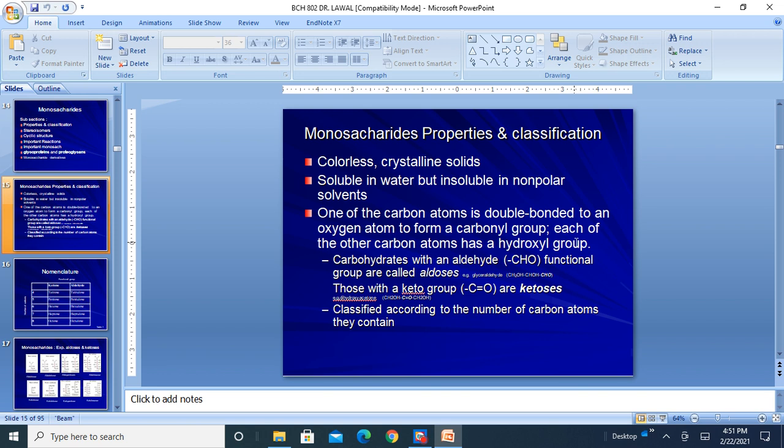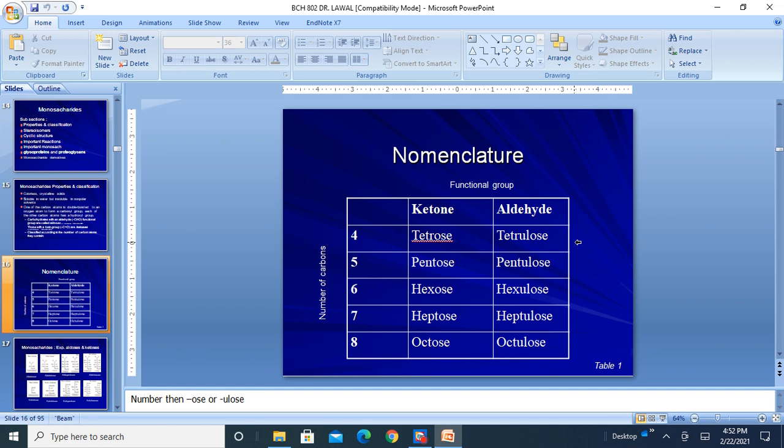The carbonyl group, when it is found at the terminal carbon, or the first carbon, the carbohydrate is referred to as an aldehyde or aldose, while where it is found on carbon atoms other than carbon one, it is regarded as a ketose with a keto group. So they are also classified according to the number of carbon atoms they contain.